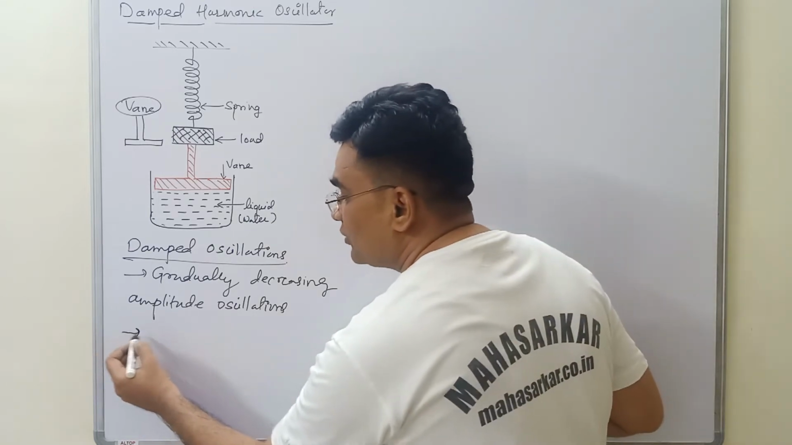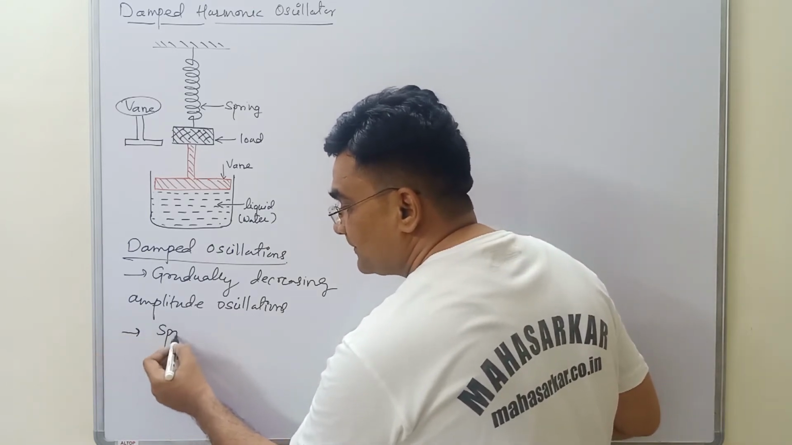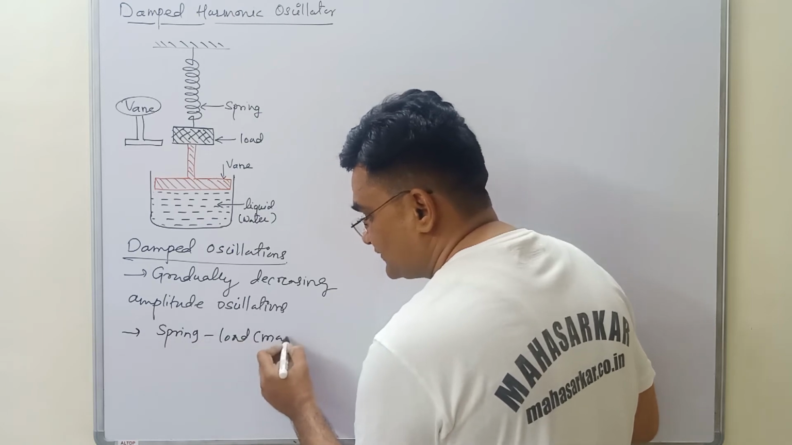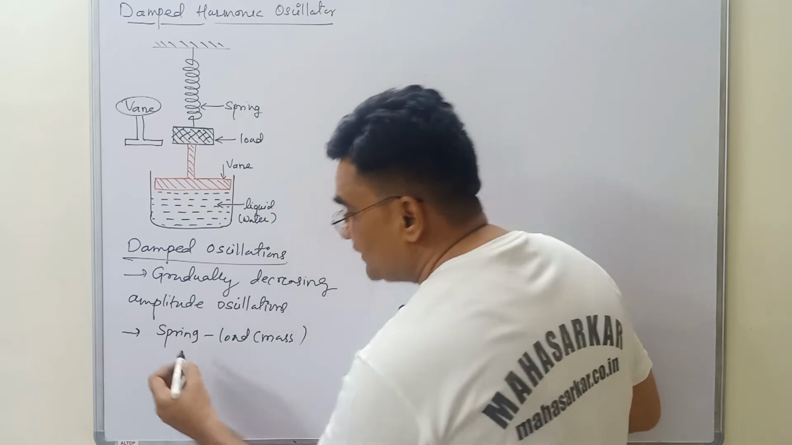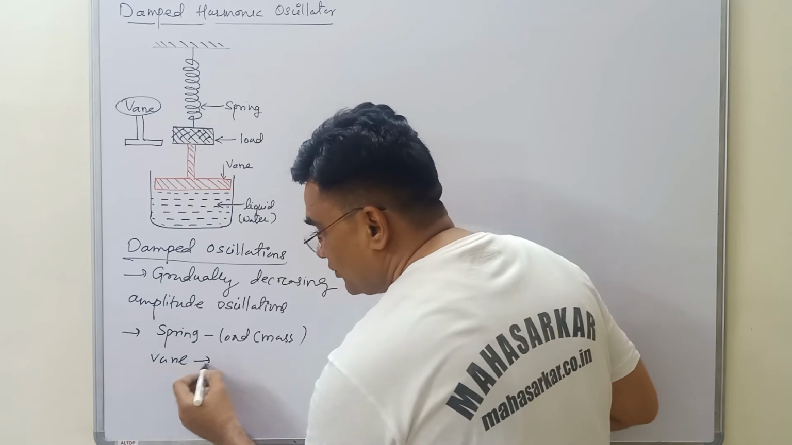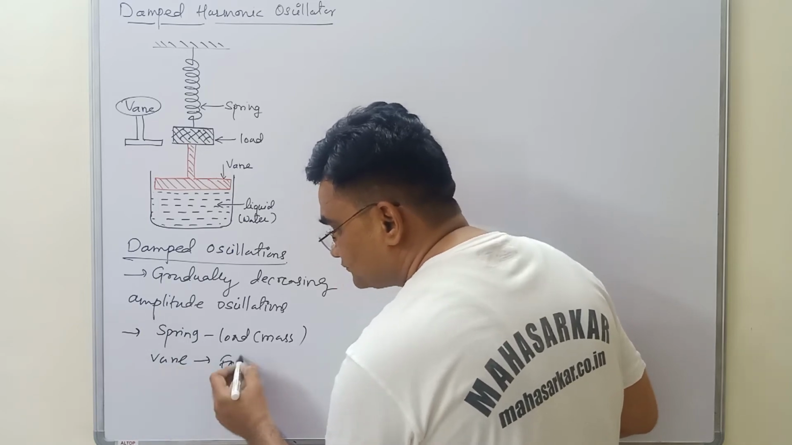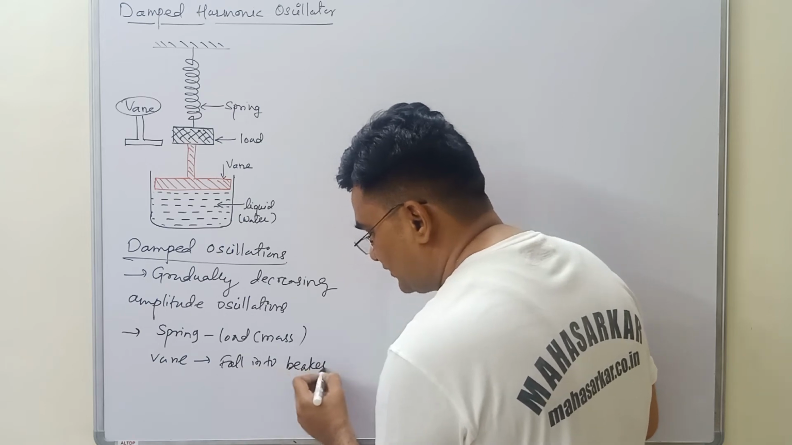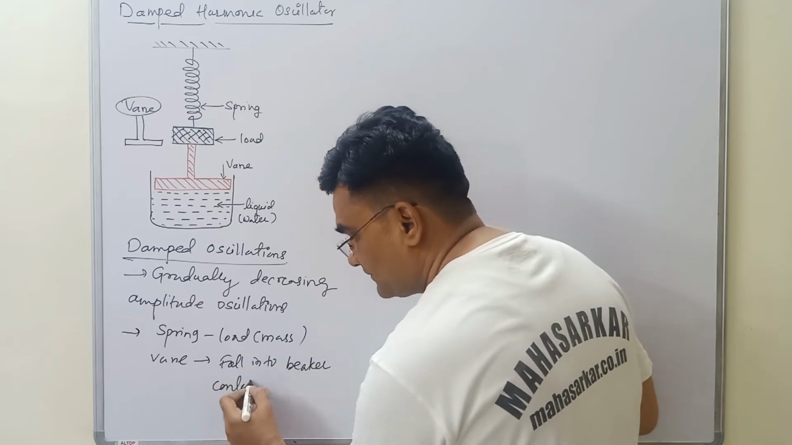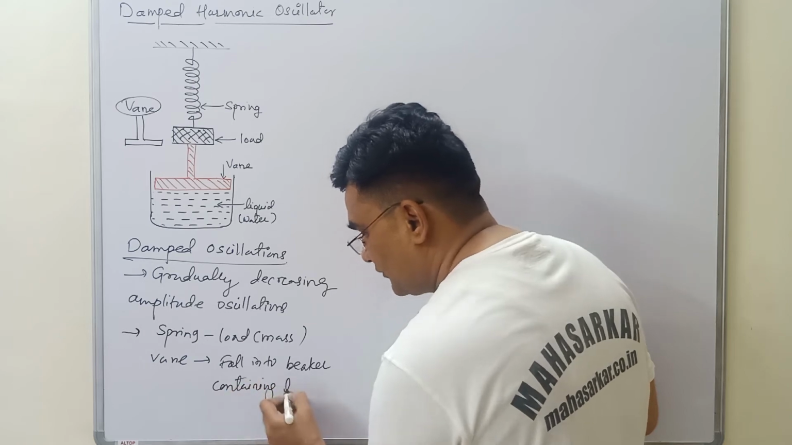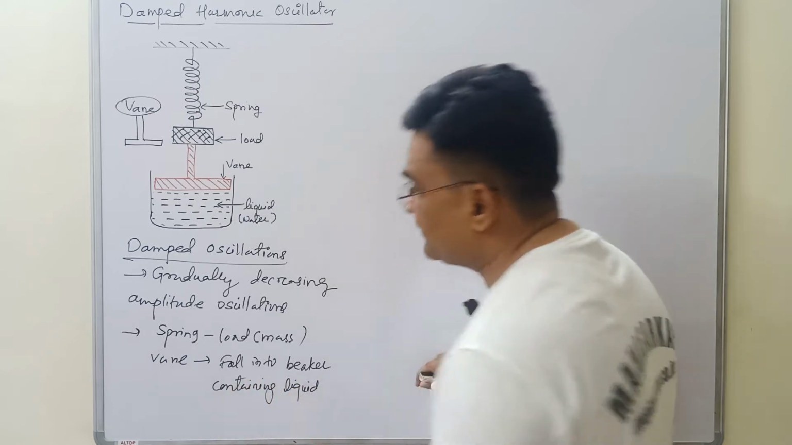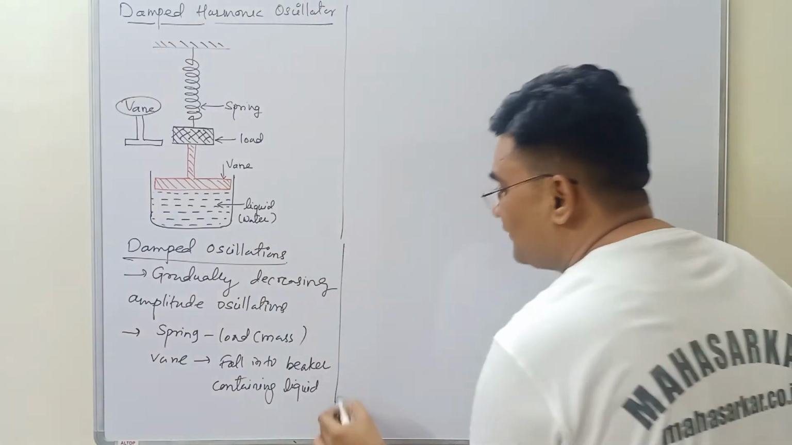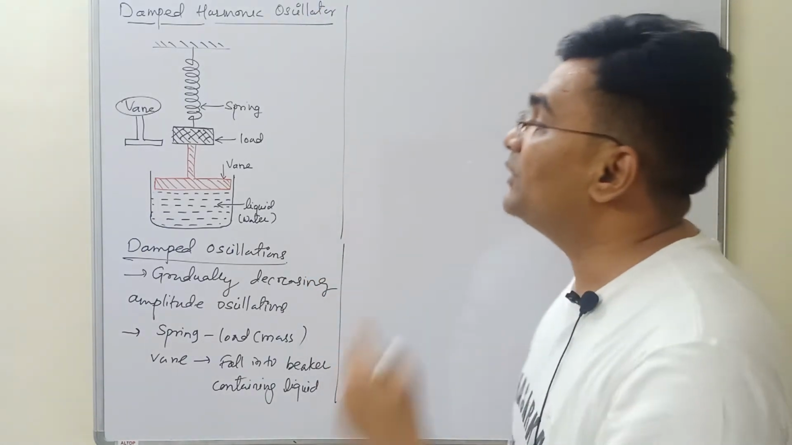Here, the damped harmonic oscillator consists of a spring with a load or any mass, and a vane which is allowed to fall into a beaker or vessel containing liquid. Water is the preferred liquid. So how it is going to work and what the equation for damped harmonic oscillation should be, that we are going to find out.